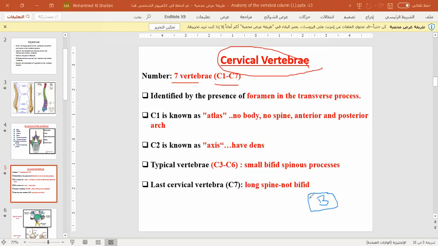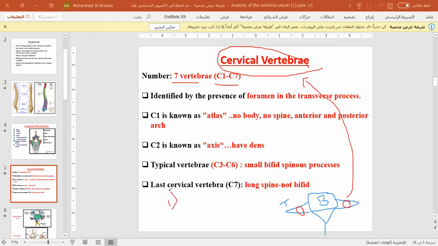Number 1, you have to look at the transverse process. We have here the transverse processes. This is the lamina, and this is the lamina, and they unite together to form the spine. Please, the first step, look at the transverse process. If you find inside the transverse process a foramen, one foramen here and one foramen here, then this vertebra is a cervical vertebra. If there is no foramen here, it is maybe thoracic or lumbar.